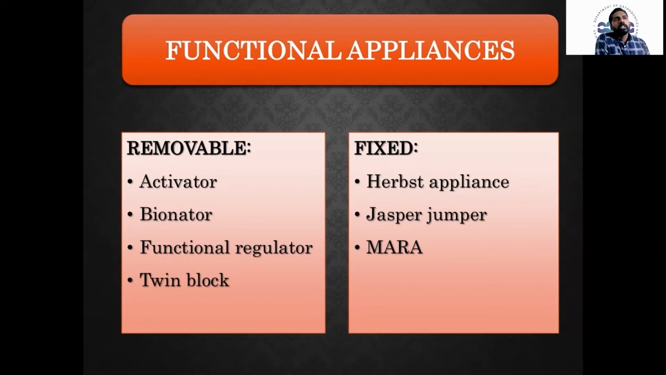Let's go into what the different removable functional appliances commonly used are: activator, bionator, FR2, tin block. If we prefer a fixed myofunctional appliance, we can go for the Herbst appliance, Jasper Jumper, Mara, and what are newer, nowadays in the market we are advancing to the Forsus appliance. If the patient is in late growth, you can go for a fixed myofunctional appliance.